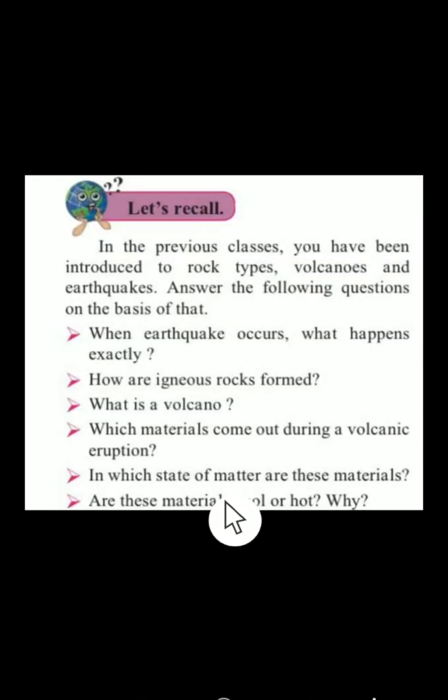We shall start with the first part, that is, let us recall. In the previous classes, you have been introduced to rock types, volcanoes, and earthquakes. So my dear students, we have seen all these things in the previous classes. That is, we have seen rock types, the various kinds of rocks, for example, igneous rock. We have seen volcanoes: how do volcanoes occur, in which regions do they occur, and what are the reasons behind them occurring? And we have also studied earthquakes, what we mean by an earthquake.